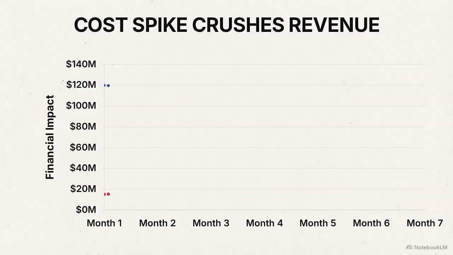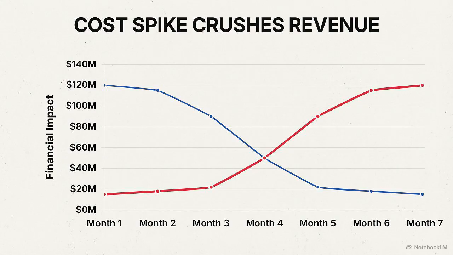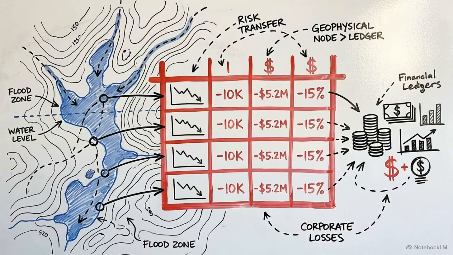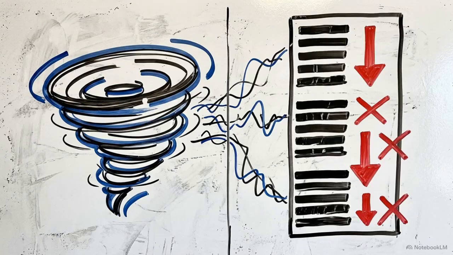The firm experiences an unpredicted spike in operating and repair costs precisely as its revenue streams plummet due to halted production. This conversion is the critical translation leap. You are taking raw geophysical weather data and converting it into standard depreciating corporate accounting figures. Climate science remains theoretical to a risk manager until it mathematically impacts a specific entity's cash flow and asset valuation.